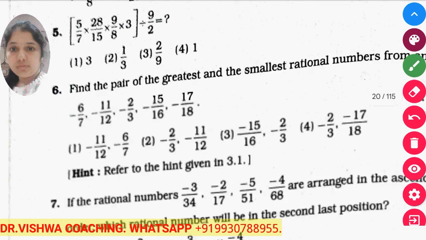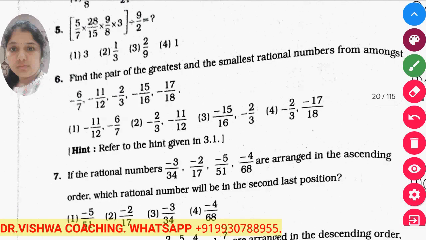Now find the pair of greatest and smallest rational numbers among the following. Now see, if you look carefully, again the difference between numerator and denominator is 1, and all the rational numbers are negative. So which rational number is the greatest here? The rational number whose numerator is smaller, because they are negative. So the number which is greatest is -2/3 and the number which is smallest is -17/18. So option number 4.